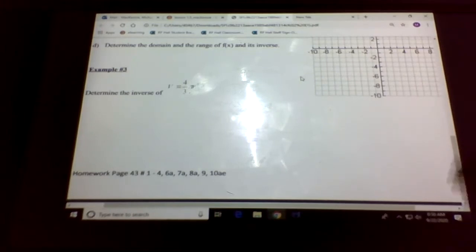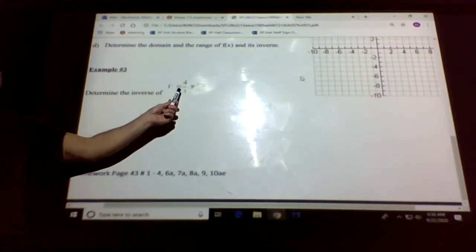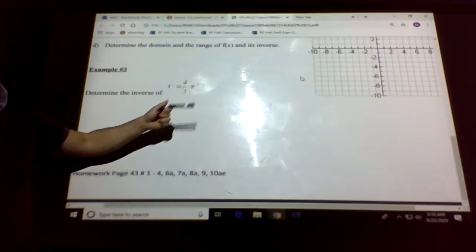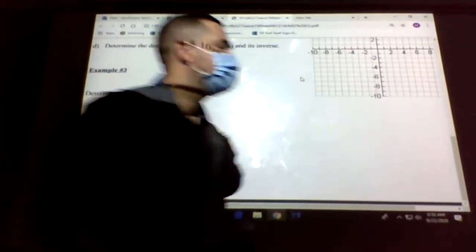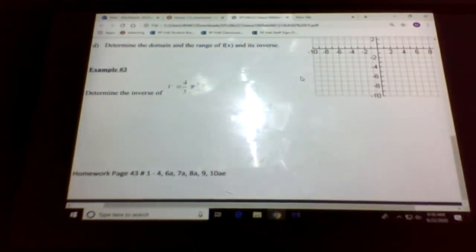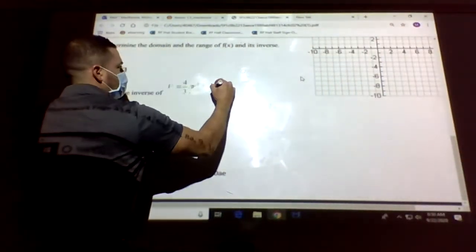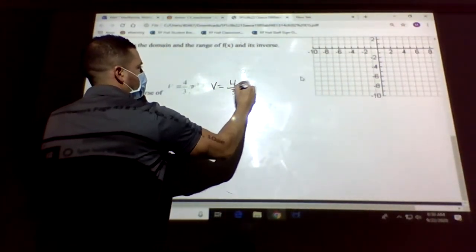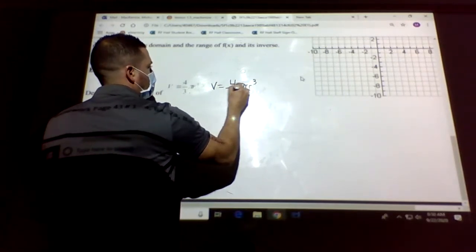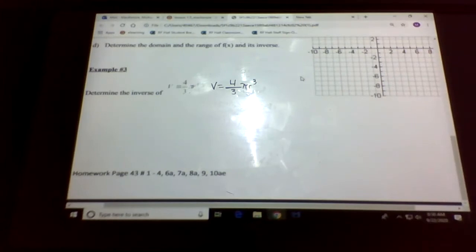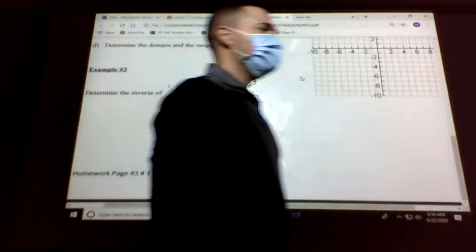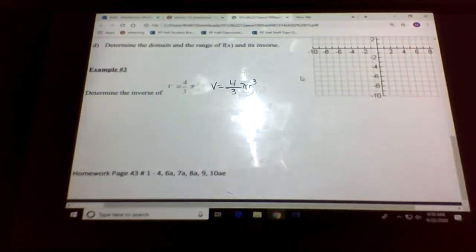So number 3, we're just determining the inverse. Okay, this one is a little bit more difficult. So that's volume, or V equals 4/3 pi r cubed. I'll write that out better. I'm showing you a real life question because it kind of breaks some of the rules.